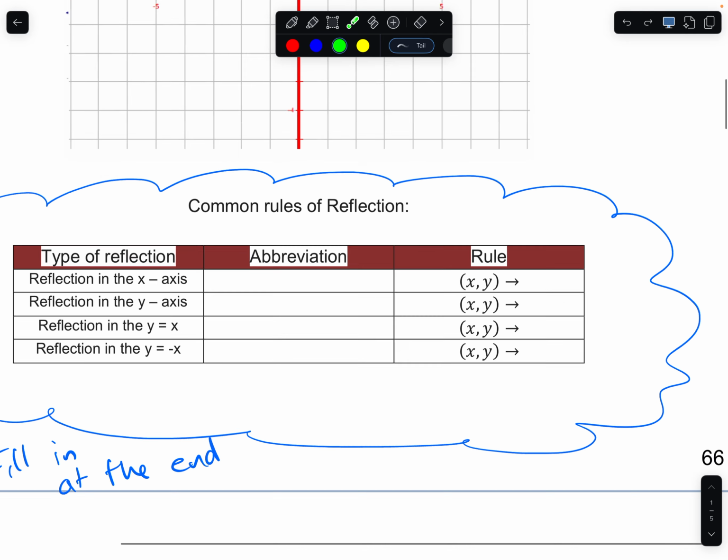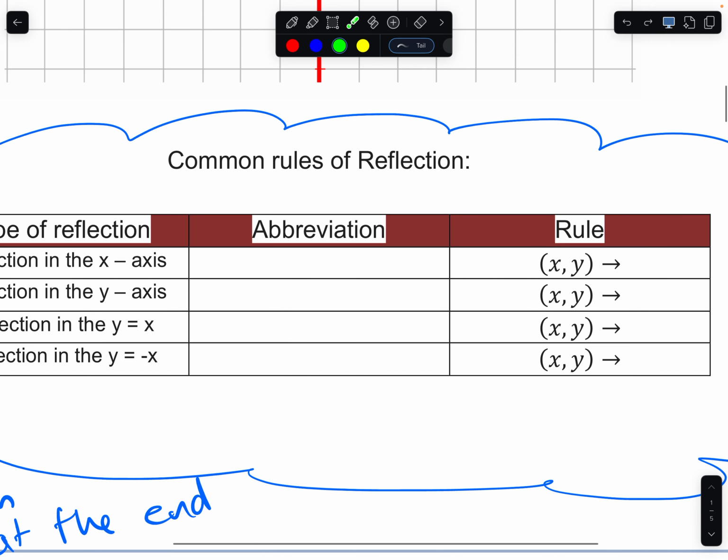So in general, any point you want to reflect over the x-axis, we're going to take (x, y), and it's going to switch to (x, -y). This doesn't necessarily mean negative. It means the opposite of y. So if y is already negative, it might switch to positive. I don't really have any abbreviations for this one, sorry.